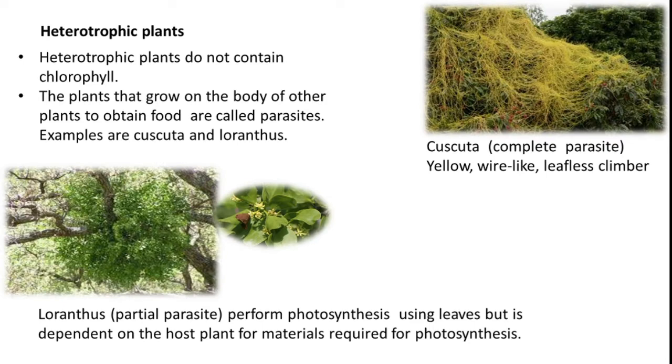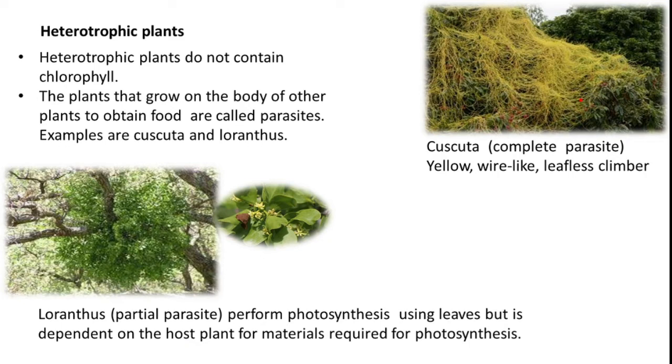Heterotrophic plants. Heterotrophic plants do not contain chlorophyll. The plants that grow on the body of other plants to obtain food are called parasites. Examples are Cuscuta and Loranthus. So, Cuscuta is a complete parasite. It is a yellow, wire-like, leafless climber.